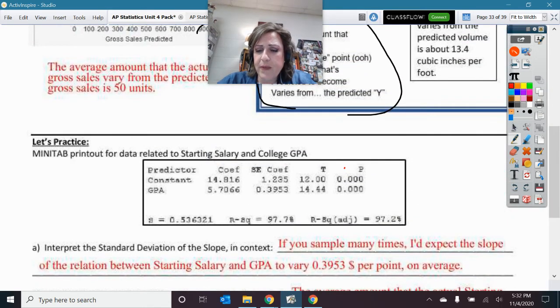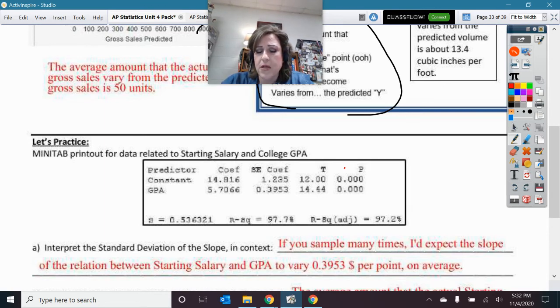So if you sample many times, I'd expect the slope of the relation between starting salary and GPA to vary about this much dollars per GPA point, whatever, on average. Yikes, on average, because that's the average amount that they vary.